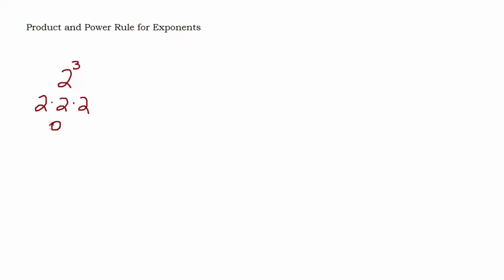Alright, well, what if we have, say, 2 to the third power, and we want to multiply that by 2 to the fourth power? Maybe there's a shortcut way we could do this. Well, like we just wrote, 2 to the third power is 2 times 2 times 2. And actually, let me do this one in a different color. Let's do 2 to the fourth power in red. 2 to the fourth power would be 2 times 2 times 2 times 2.